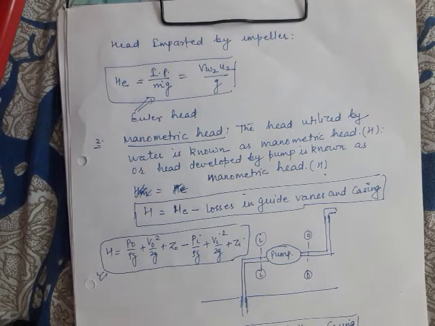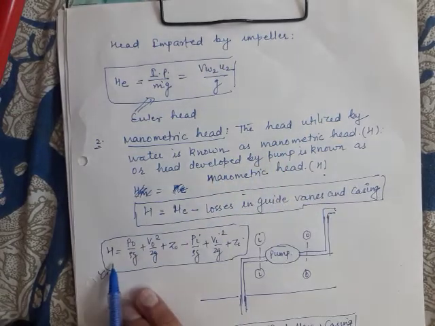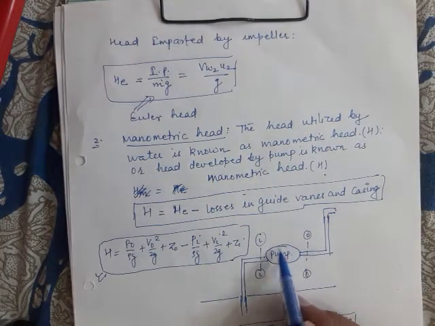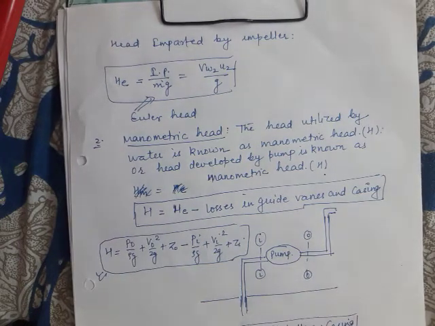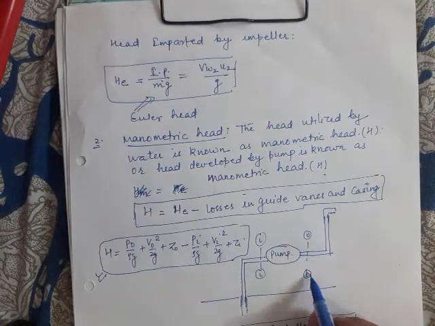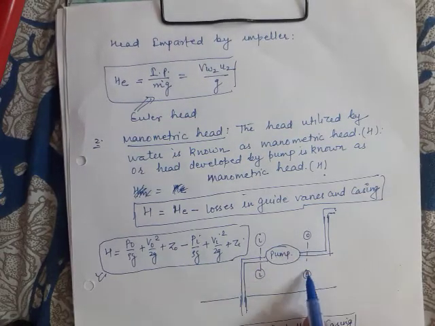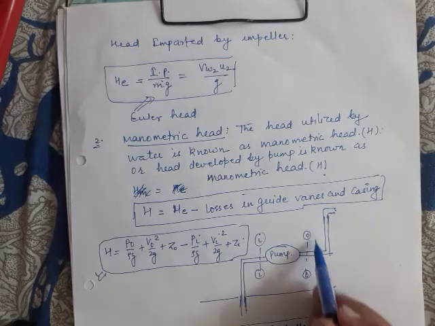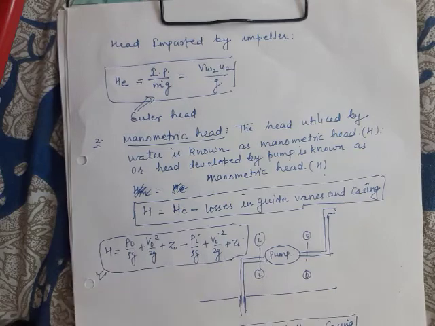Again, I am repeating, please note. The first point is this: the total head developed by the pump is known as the manometric head. For that, I took the pump. Pump means impeller plus casing. Now, this is the exit of the pump, and this is the inlet to the pump. Total head at the exit of the pump is this. Total head at the inlet to the pump is this. The difference of the two is the manometric head. This is the first definition of the manometric head.